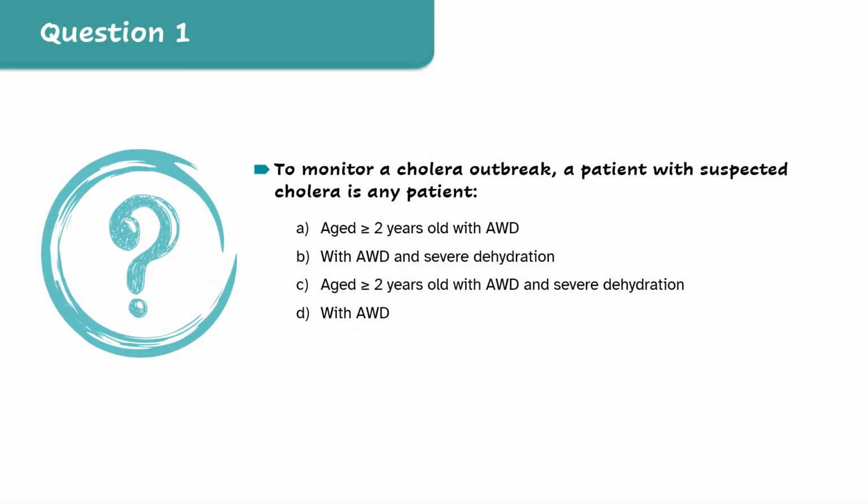Question 1. To monitor a cholera outbreak, a patient with suspected cholera is any patient. A. Age 2 years old or older with acute watery diarrhea, AWD. B. With AWD and severe dehydration. C. Age 2 years old or older with AWD and severe dehydration. D. With AWD.